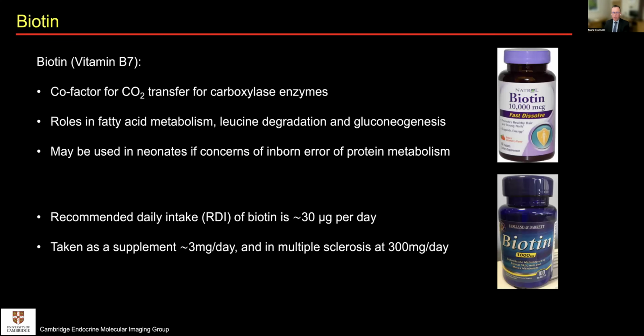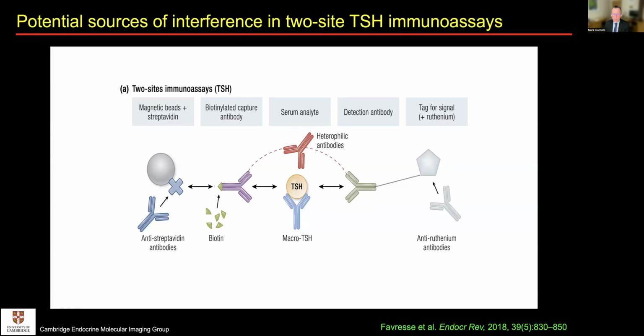Just a word for a moment about biotin. Biotin is both used as a healthcare product, but it's also used in medicine, for example, to treat inborn errors of metabolism, or also, for example, in some patients with multiple sclerosis.